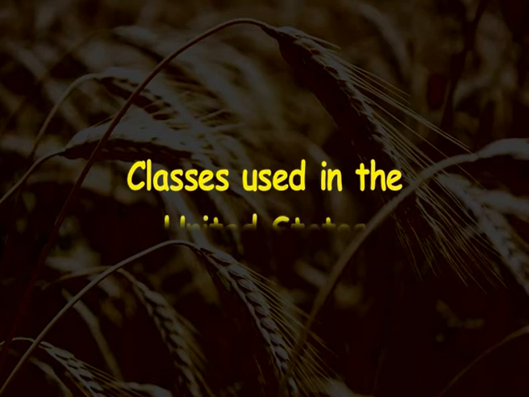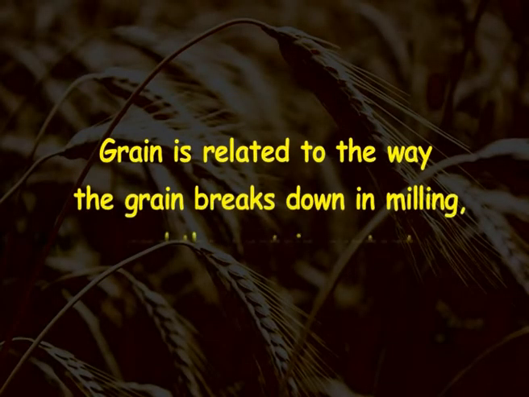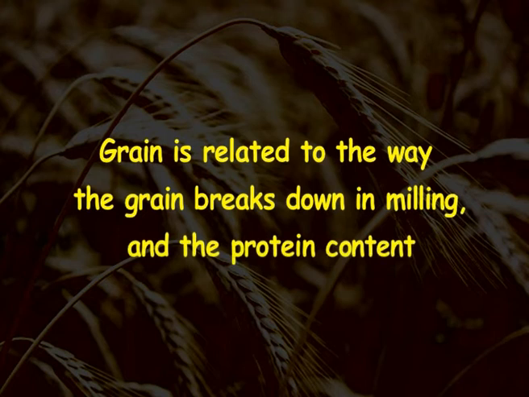Classes used in the United States. In a general way, wheats are classified according to the texture of the endosperm, because this characteristic of the grain is related to the way the grain breaks down in milling, and the protein content, because the properties of the flour and its suitability for various purposes are related to this characteristic.